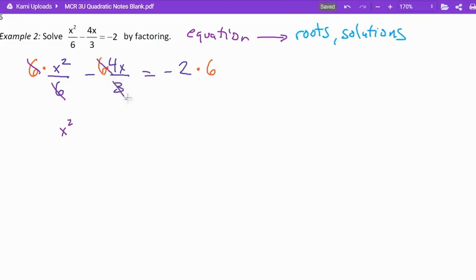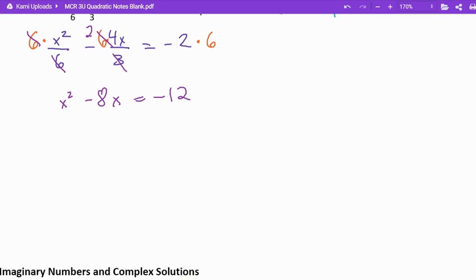6 and 3 cancel, and that becomes a 2. So I get 2 times 4 is minus 8x. Negative 2 times 6 is minus 12. In order to factor this, in order to use the zero product property, I need to have a 0 on one side of the equal sign. So let's bring the 12 over, right? We could say, okay, plus 12, plus 12. Or if you just know to bring the 12 over to the other side, it becomes positive.